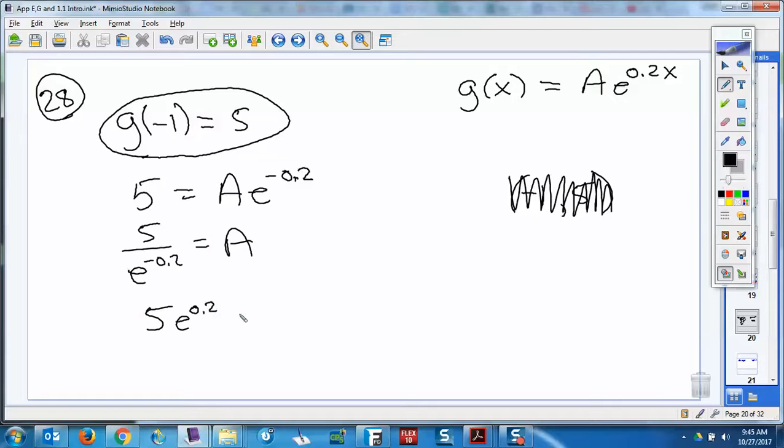One of the things I think I said to this class yesterday is you should try to do problems without your calculator as much as possible until it becomes necessary to use your calculator.